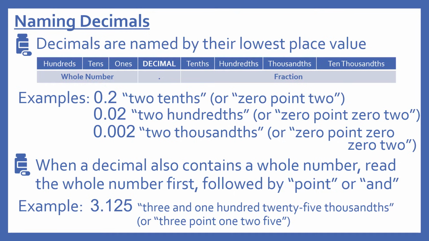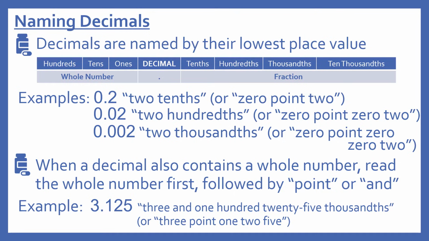So now we'll talk about naming decimals. Decimals are named by their lowest place value. And it's important to know how to name decimals when we get to some of our calculations. So 0.2, we can say 0.2, but that would be 2/10 is the way that that is said by its official name. 0.02 is 2/100ths, and 0.002 would be 2/1000ths.